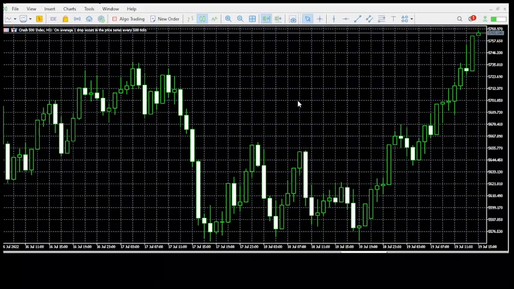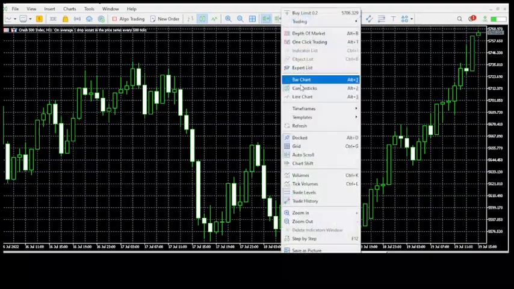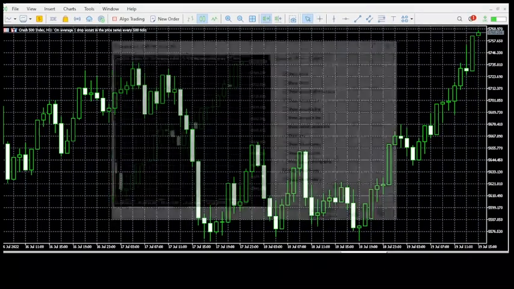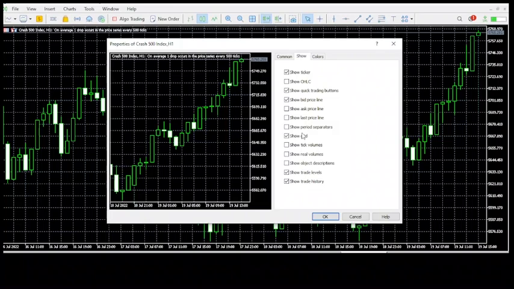Okay, so now the next thing I want to do is I want to remove all these grid lines I'm seeing, all these lines I'm seeing here. I want to remove them. Okay, so I will just right click again, go to properties. Okay, now when you go to properties, you're going to see this place. Okay, show grid, it's selected, so I have to remove it.